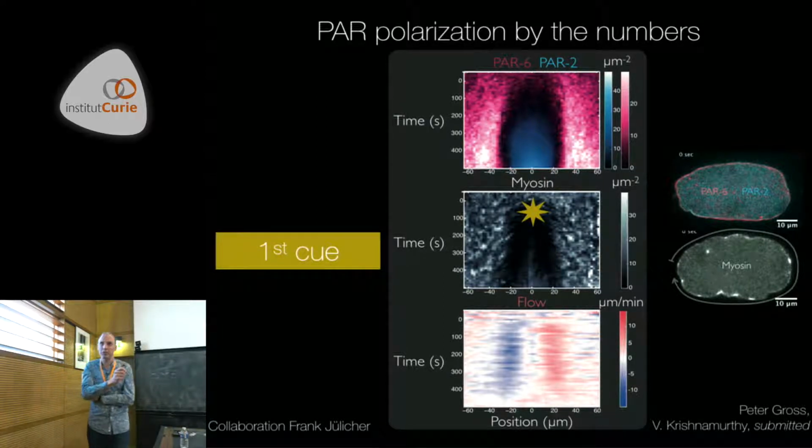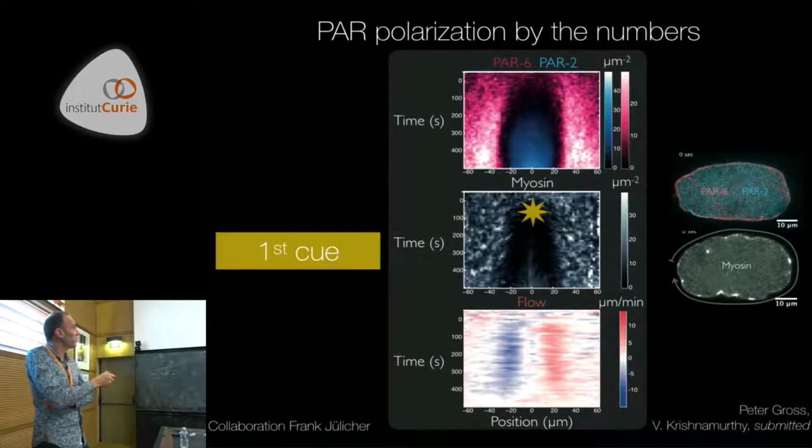So what do the cues now do? Well, the first cue, as I told you, from the centrosome really just punches a hole, as you can see here. So this punches the hole, removes myosin from the tip. That starts to drive flows, and then the flows transport everyone.